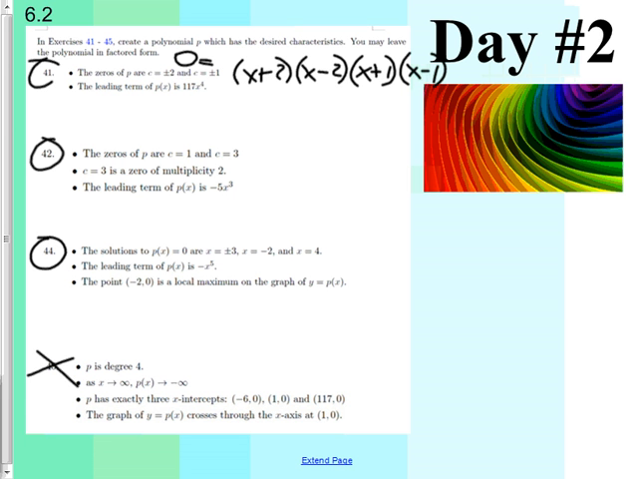All right. Now the problem is that they say the leading term has to be 117x to the fourth. What? Well, I guess we have to multiply this out. And it's not nearly as scary as you might think. Because what's that part? X squared minus 4. And what's this part? X squared minus 1.